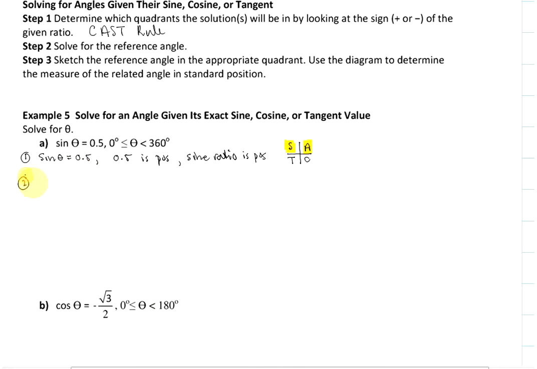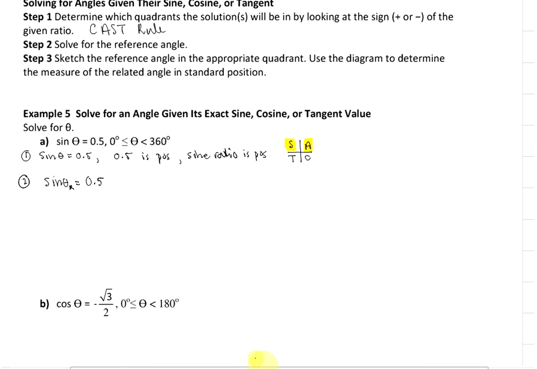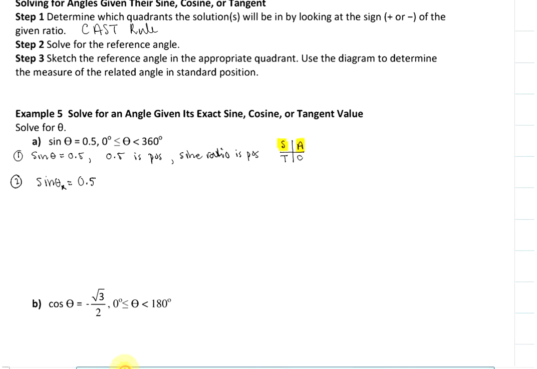All right, our second step is to solve for the reference angle. So sine of theta subscript r. Our reference angles are all going to have positive trig ratios, okay? So we can leave our 0.5 as 0.5. And the reason for that is your reference angles, if you recall, are between 0 and 90 degrees, and where sine is positive for sure, we know is in the first quadrant, okay? And so we can leave it at 0.5.